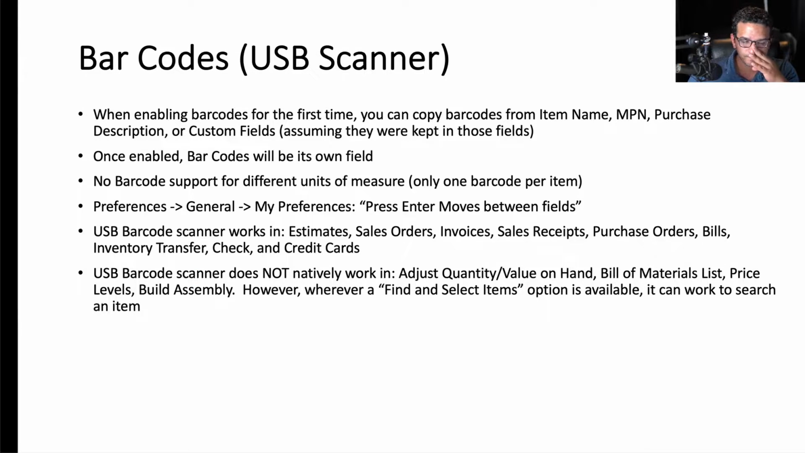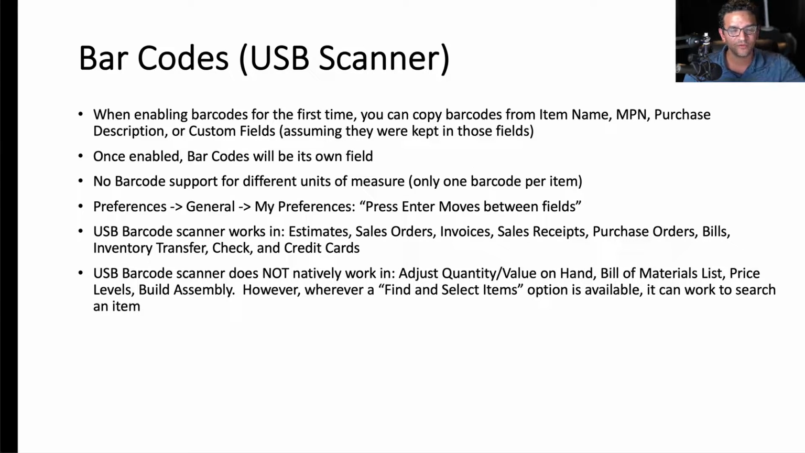So let's go through the bullet points here. Number one, when you turn on barcodes for the first time, it will actually allow you to copy barcodes from the name, manufacturer's part number, purchase description, or custom field. So that assumes that you were tracking barcodes in QuickBooks, even though the barcode maybe wasn't functional. You were tracking the barcode, right?